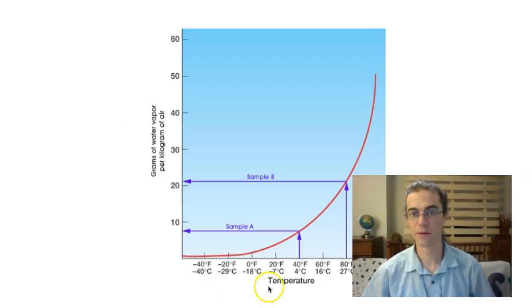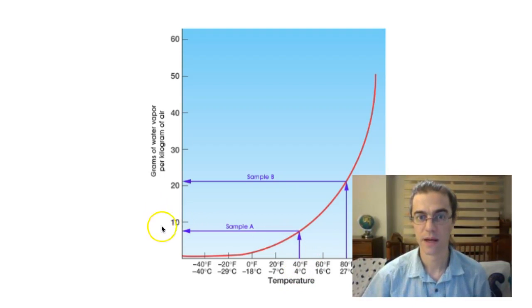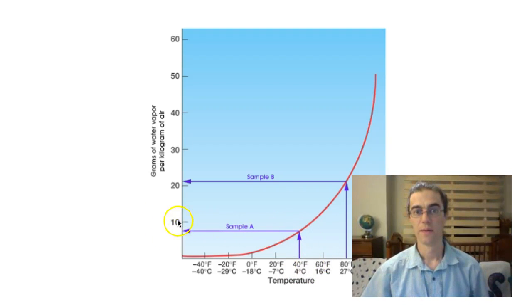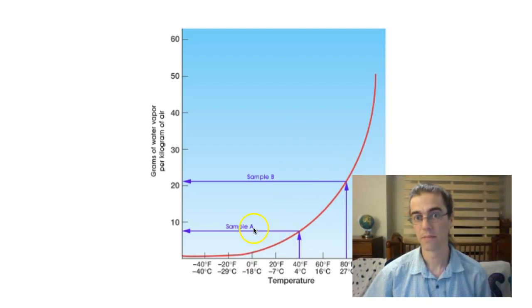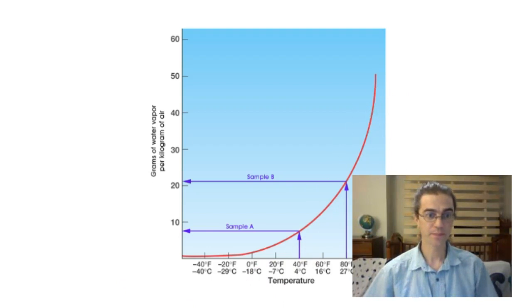And below we have, on the x, temperature. And we see that with a lower temperature, it's holding a smaller amount of grams of water vapor per kilogram of air. And vice versa, as you get up to 80 degrees Fahrenheit, or about 27 degrees Celsius, sample B is holding a lot higher amount, more than twice the amount of water vapor. And that's illustrated, that more than double, right? That exponential rise is illustrated in our J curve there.